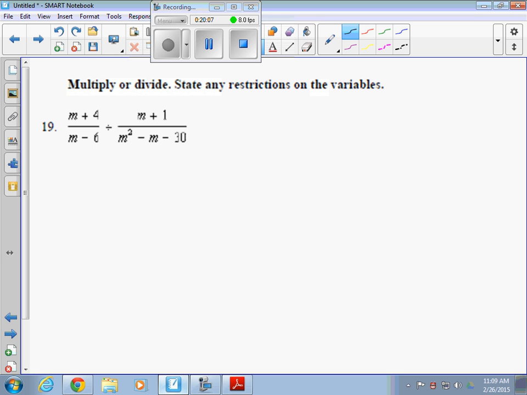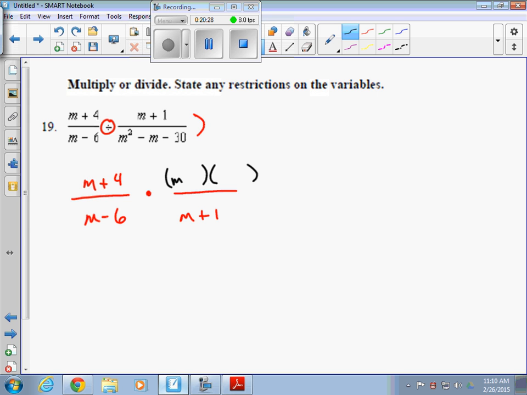What you have to know about this one, though, is that since it's dividing, you're going to multiply by the reciprocal. So the first fraction stays just like it is, m plus 4 over m minus 6. The second fraction flips because it becomes multiplication. The bottom is going to be m plus 1. That was the top of the other one. Then you just factor out the top, which was the bottom of this one.